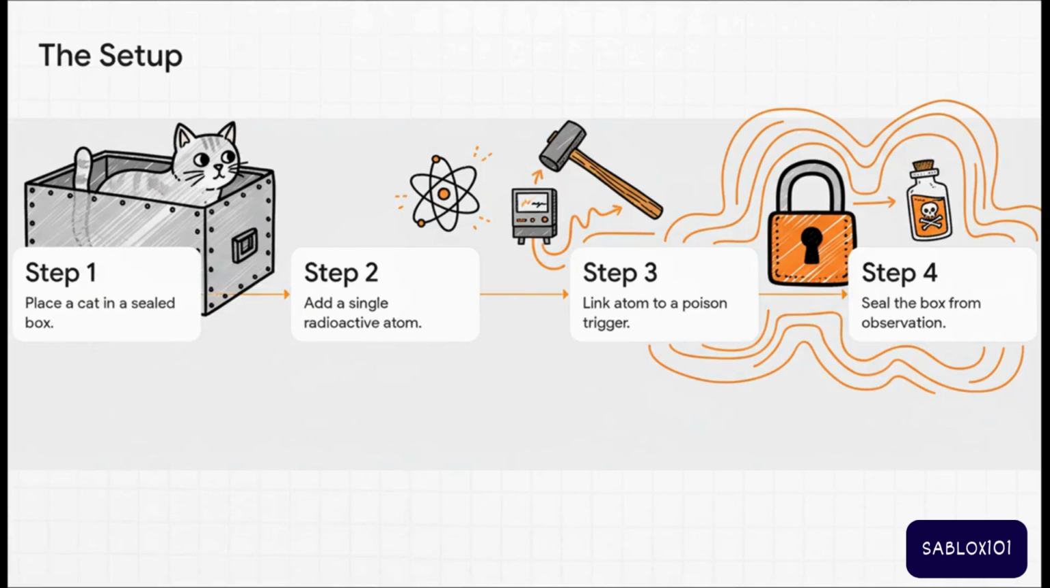So here's the setup for his little story. First, you take a cat, don't worry, it's just an imaginary one, and you put it in a sealed steel box. Inside with the cat, you place a single radioactive atom. Then you hook that atom up to this Rube Goldberg-style contraption. If the atom decays, a Geiger counter clicks, which triggers a hammer to smash a vial of poison.